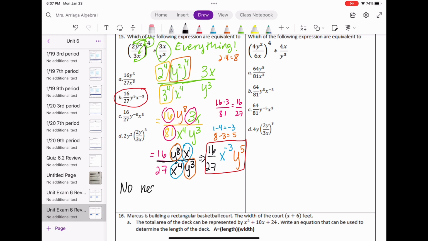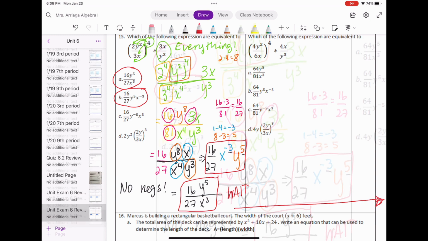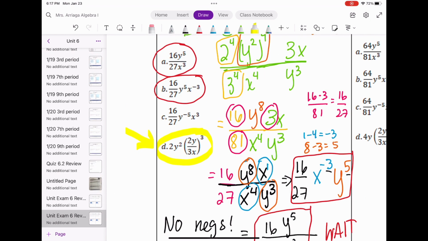So let's move everything that is negative. If it's on top, we put it on the bottom. So we draw the line. The x moves to the bottom so that 3 becomes positive. And the y is already positive 5, so we keep it on top. And that's another answer, and that's letter A. So let's circle it. And I know that you think you're done, but wait. They try to trick you with this question. So let me explain to you why D is also a choice, okay?